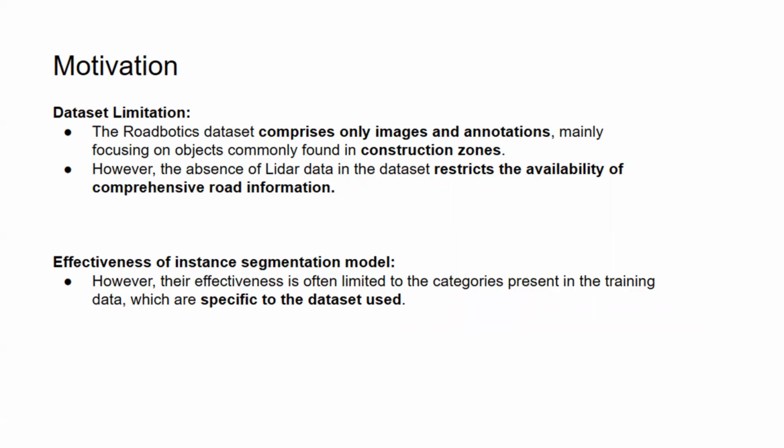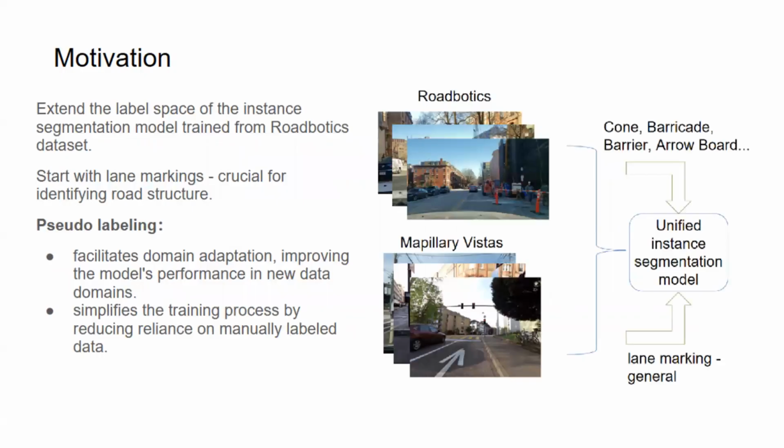So that motivates us to incorporate extra categories into the original label space of the robotics dataset. And we start with adding lane markings by using pseudo-labeling, an approach helpful for generalizing the model to new data domains, and it eases the process of labeling new instances. We use pseudo-labeling with two datasets here, which are the robotics dataset and the Mapillary Vistas dataset.